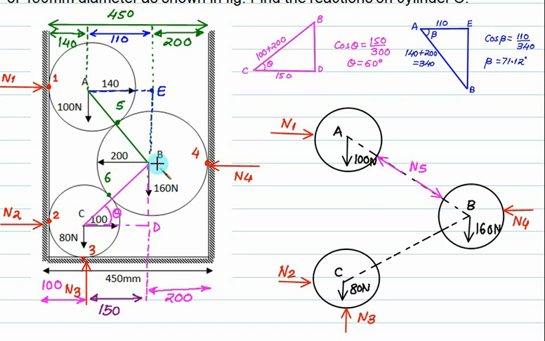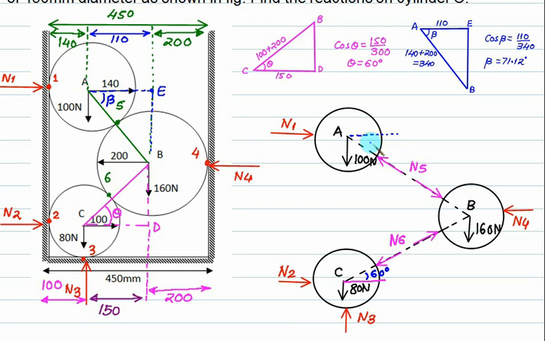When you observe cylinders B and C, cylinder B will push cylinder C in this direction, so it will push this way. This one is the action and this one is the reaction, and this one is N6. The angle made by N6 with the horizontal, what is that angle? Theta. And how much is theta? 60. And what is the angle made by N5? That is this angle, which is the same as beta.